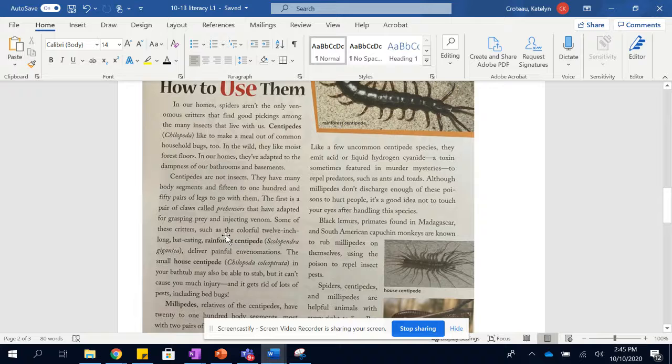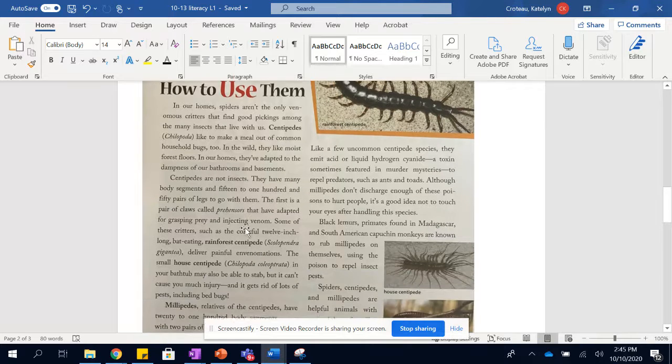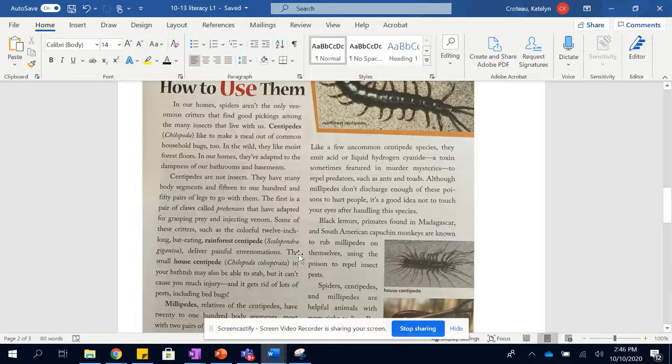Some of these critters, such as the colorful 12-inch long bat-eating rainforest centipede, this little guy, his scientific name is Scolopendra gigantea, deliver painful envenomations. That means injections of venom. That means like directly into the body. Okay, they grab you with their little prehensors at the front here, and then those little guys inject venom into the body.